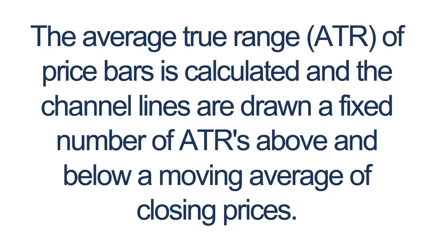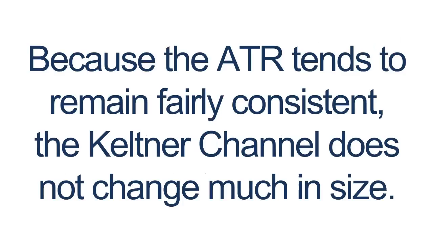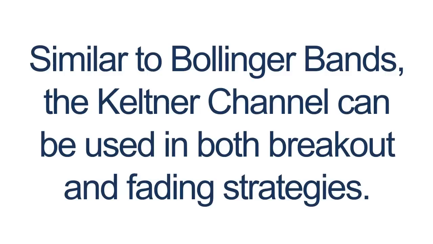The second one, Keltner channels. These are the second component, and they're similar to Bollinger Bands in their appearance and their usage. The average true range, the ATR, of price bars is calculated, and the channel lines are drawn a fixed number of ATRs above and below a moving average of closing prices. Now, because the ATR tends to remain fairly consistent, the Keltner channel does not change much in size. And similar to Bollinger Bands, the Keltner channels can be used in both breakout and fading strategies.